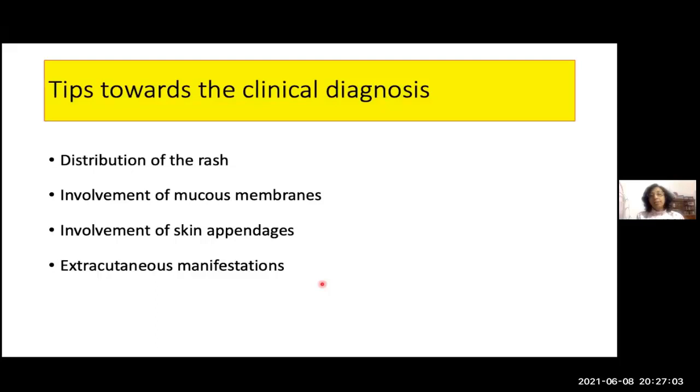And then to look at the mucous membranes for an enanthem, right? Involvement of conjunctiva and oral mucosa are important because that will provide the clue to your diagnosis. And then the involvement of skin appendages like hair and nails, and also the extracutaneous manifestations like joint involvement. There are many infections that have skin manifestations as well as joint manifestations. Right? So having that background, now let us go through some scenarios.